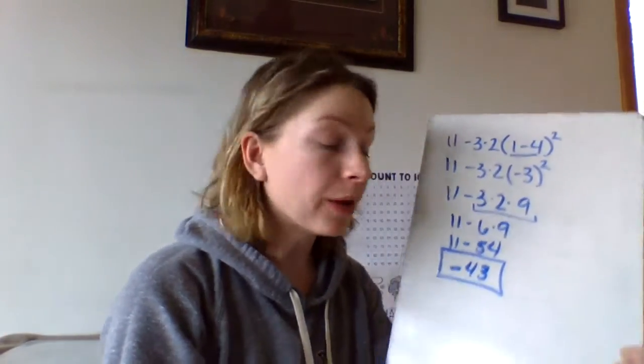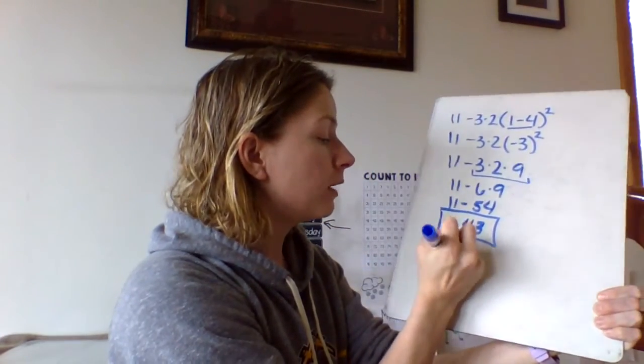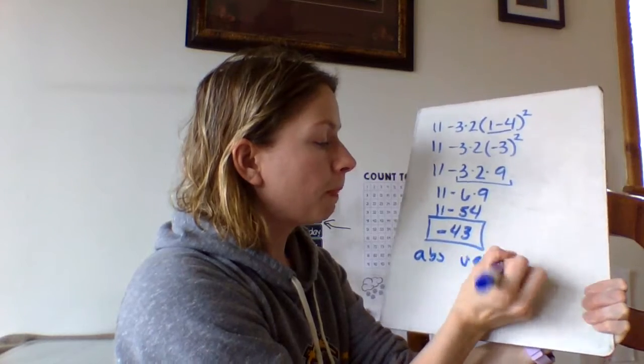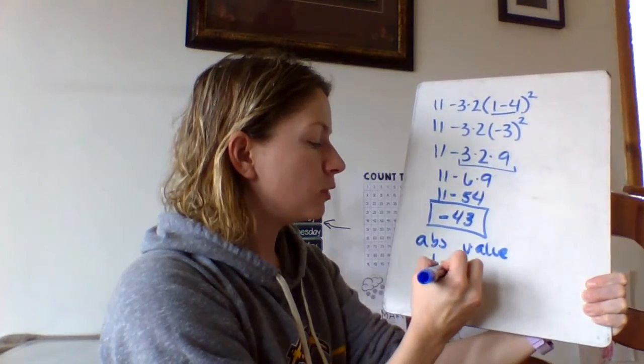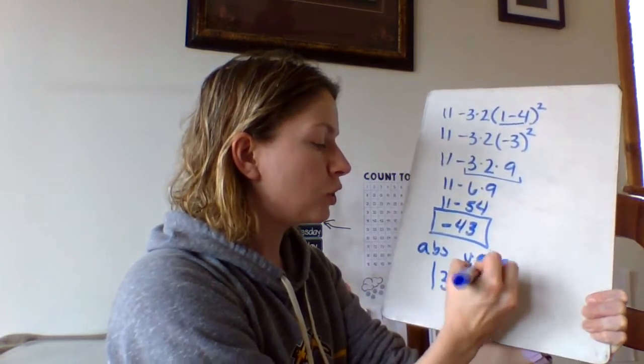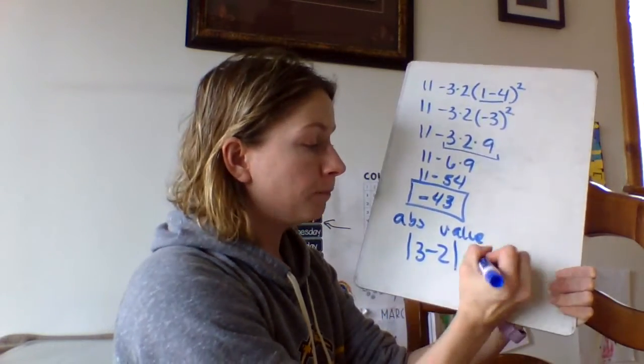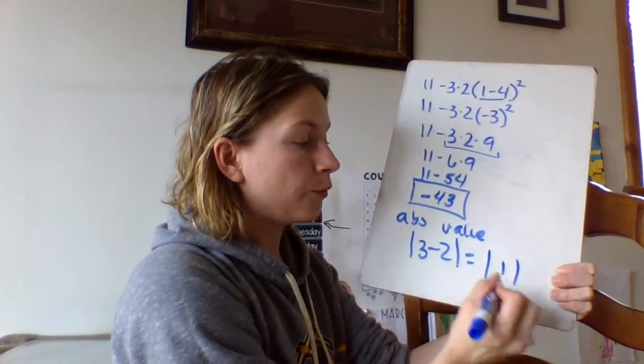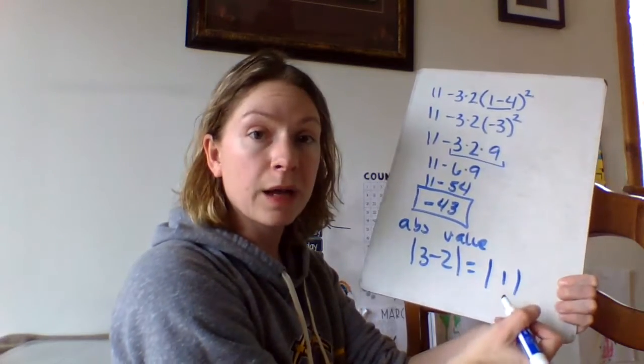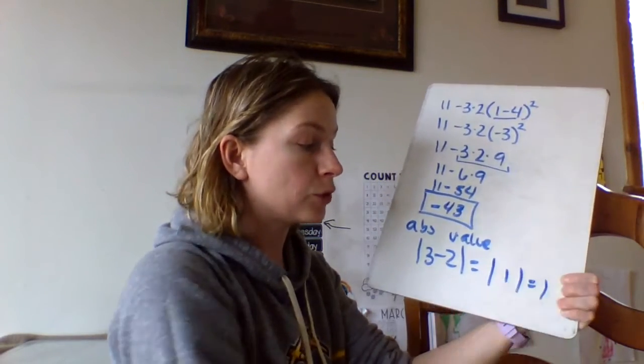You might see a couple of other things like absolute value on there. And so if I've got like the absolute value of 3 minus 2, remember the first thing that we've got to do is treat them like a grouping symbol. And so I would have an absolute value of 1. Anything that's in here is going to become positive. So if it's already positive, my answer is just a 1.